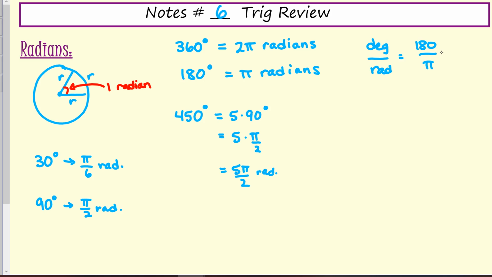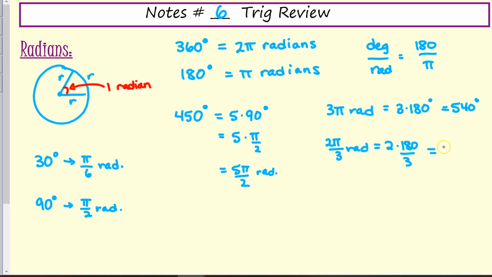So what about converting from radians to degrees? Well, let's say you have 3 pi radians. Every time you have a pi radians, just replace it with 180 degrees. So 3 times 180, and that's 540. Or what if you have 2 pi over 3 radians? Again, replace the pi with 180 degrees. So 2 times 180 divided by 3. I'm going to take 180 and divide it by 3 and get 60, and then multiply that by 2, and that's 120.